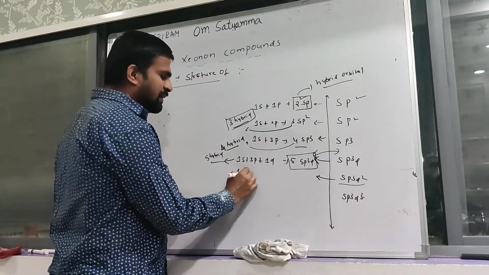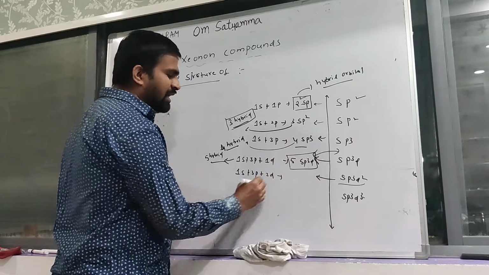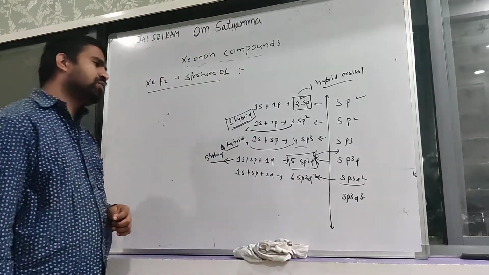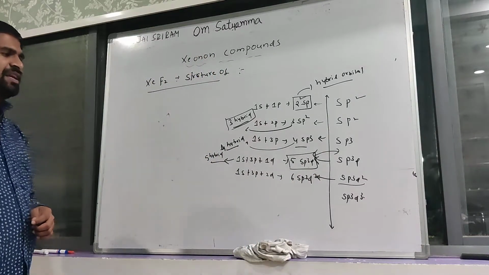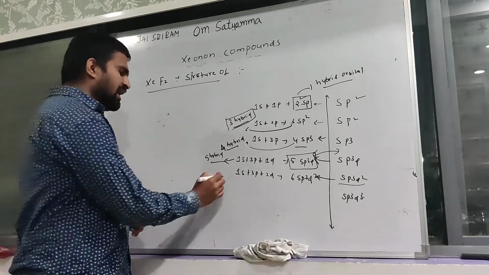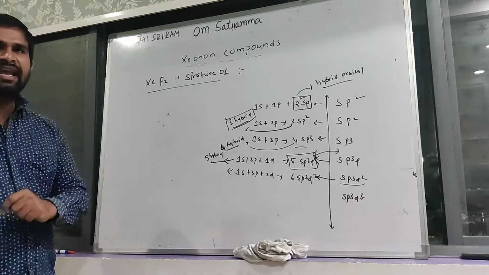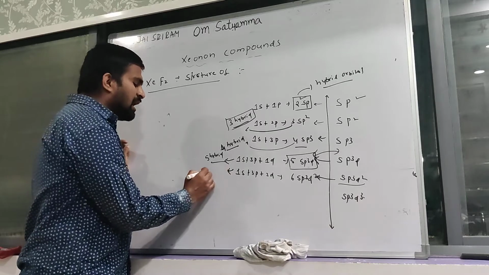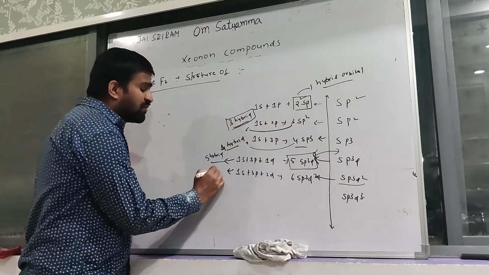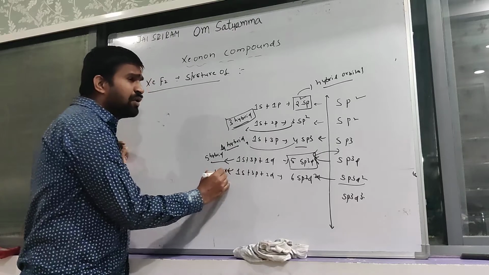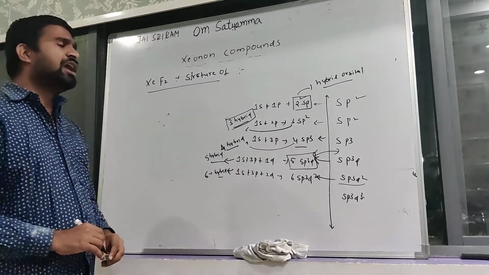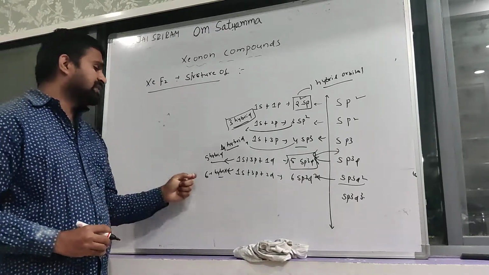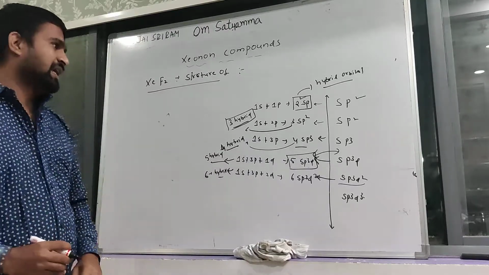Here also, one s orbital, 3 p orbitals and 2 d orbitals intermix to form 6 new equivalent hybrid orbitals. These 6 new equivalent hybrid orbitals are called sp3d2 hybrid orbitals, and the phenomenon is called sp3d2 hybridization. sp3d2 hybridization has 6 hybrid orbitals. If the central atom of a compound has 6 hybrid orbitals, that central atom undergoes sp3d2 hybridization.